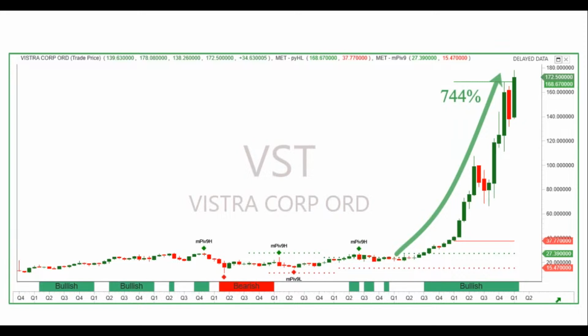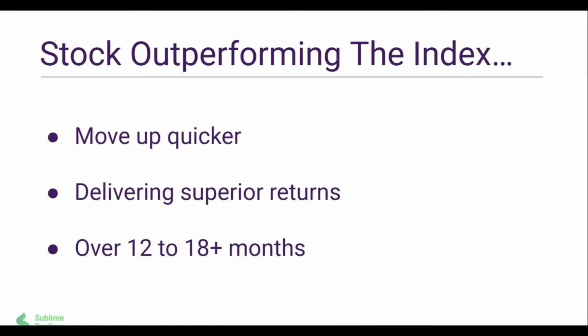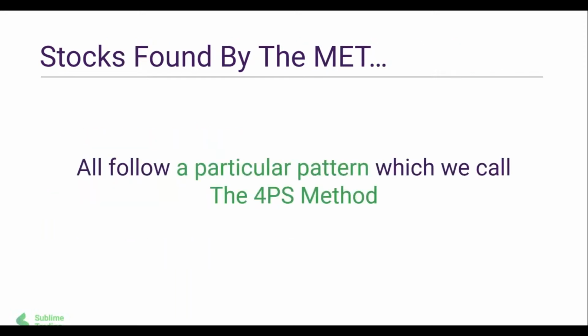So given that we can find these stocks performing better than the average, this table should now make a lot more sense. Achieving that $4.5 million after 20 years should make a lot more sense if you move away from just leaving money in a tracker fund and actually invest in stocks outperforming the index. Stocks outperforming the index move up quicker, deliver superior returns over 12 to 18 plus months, where we can take profit and then rebalance the portfolio.